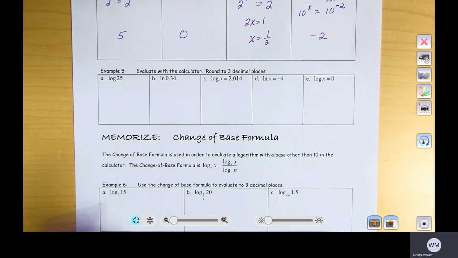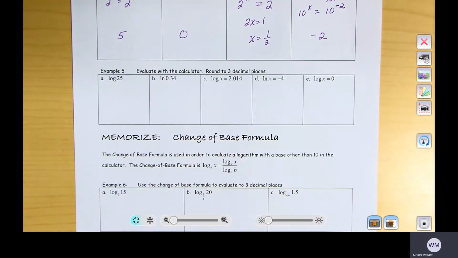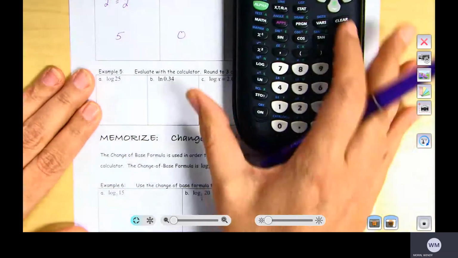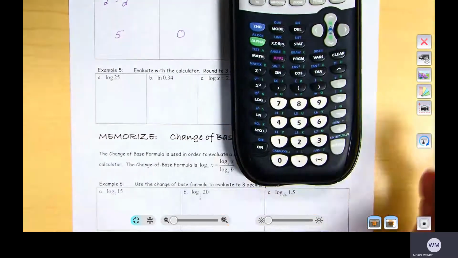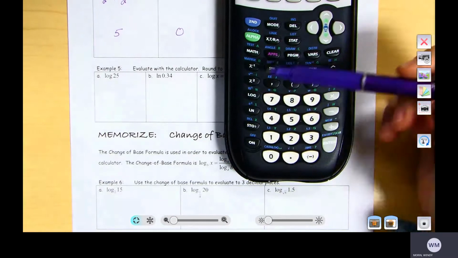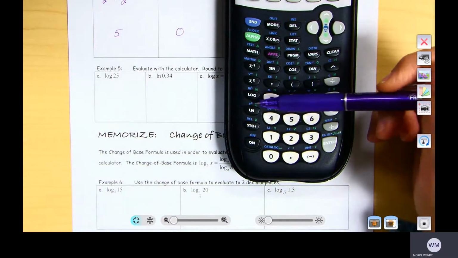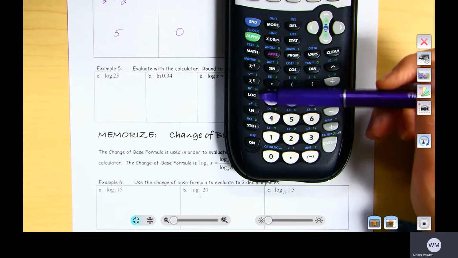All right, so the next ones do require a calculator. Basically, we're going to learn how to use a couple different buttons. Now again, depending on which kind of calculator you have, they all have these buttons, scientific and graphing. You have a LOG and an LN. You have a 10 to the X and you have an E to the X. Those are the buttons we're going to learn how to use.